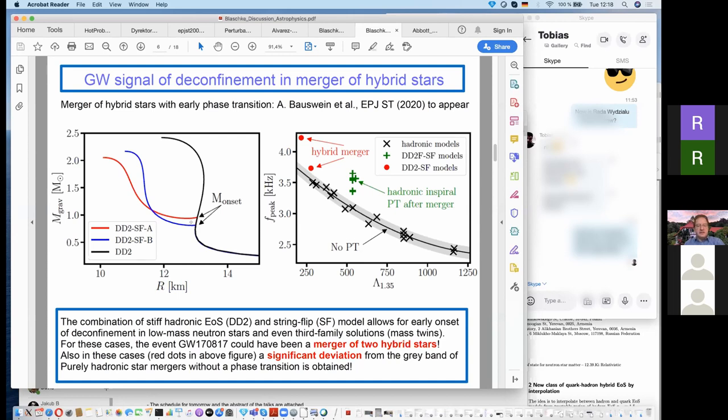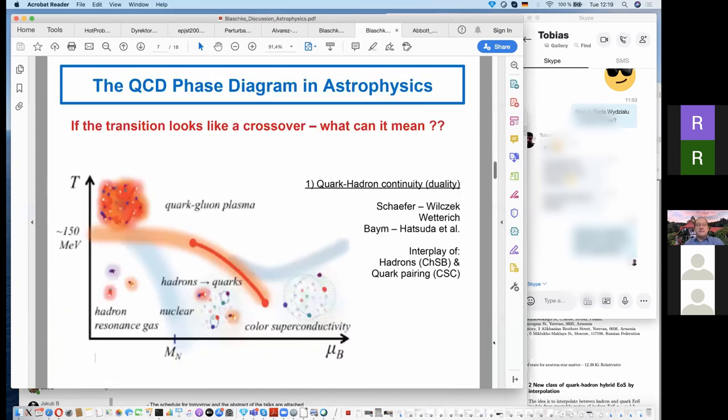Such a scenario might be very interesting, even with some possibility of mass twins here at the onset, which is slightly below one solar mass. So in that case, the merging stars are already hybrid stars. And also in this case, there's some significant deviation from the hadronic systematics.